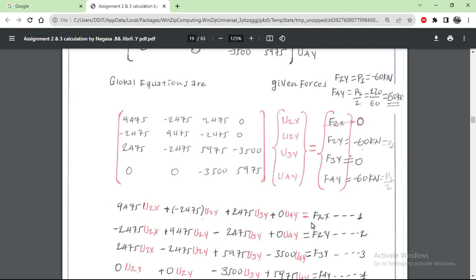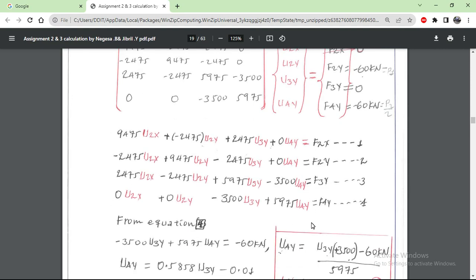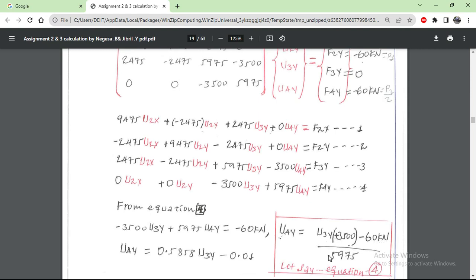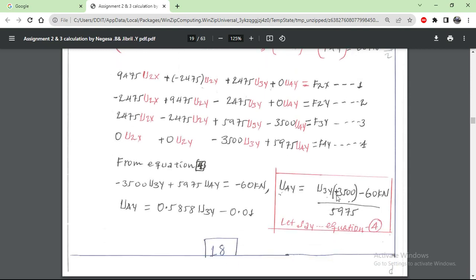Then we generate equations number 2, 3, 4 like here. Equations 1, 2, 3, 4 are developed. From equation number 4, this equation, we minimize these. On the 4, F4y equal to negative 60, we reduce this to u4y like this one. Let's say this is equation number 4, or the reduction of equation number 4, this one.